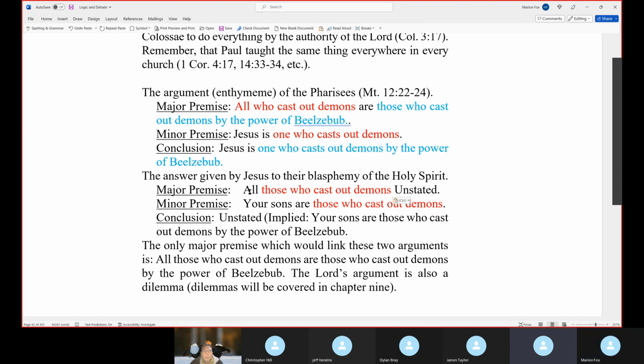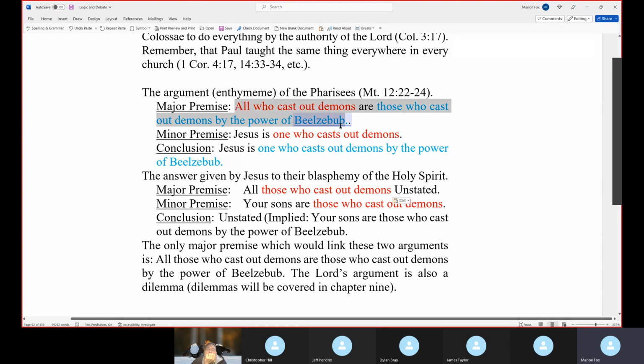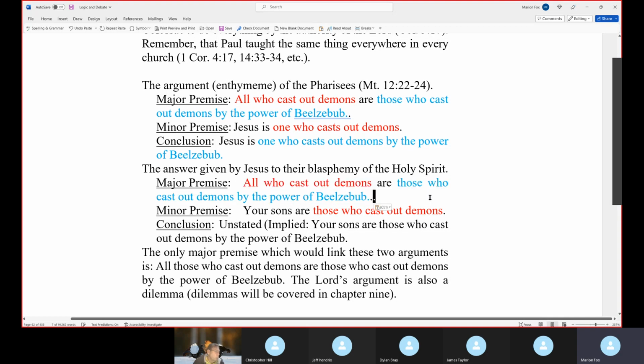And wouldn't the major premise just be the same thing as what you had in the previous argument? Yes. And we can see it right here. All those who cast out demons are those who did it by the power of Beelzebub. That's correct. Thank you. I was reconstructing it, but you're correct. So let's just put it in there. He's already developed that, and that's his major premise.